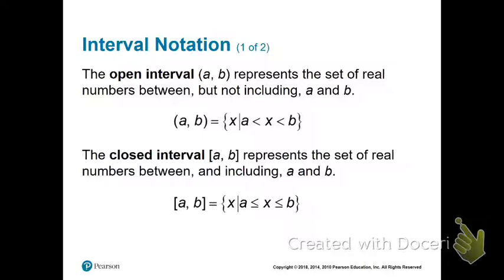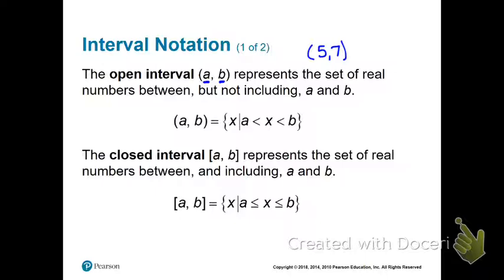So it's telling us that all the way from whatever the first number is, all the way up to but not including the second number is going to be our solutions. So if I have the example right here, the open interval from 5 to 7, that means every number bigger than 5 but every number less than 7 is going to be part of our answer.